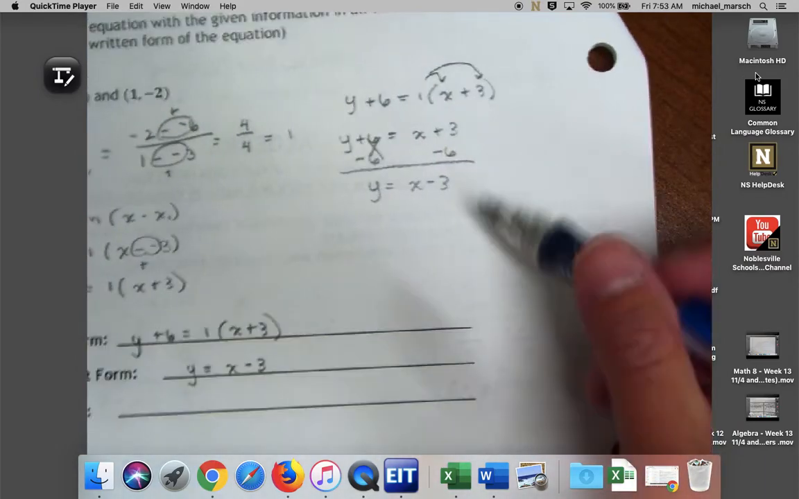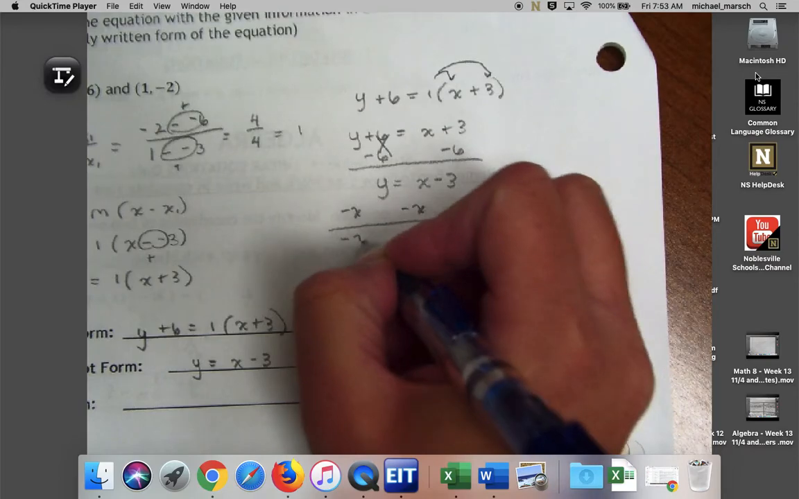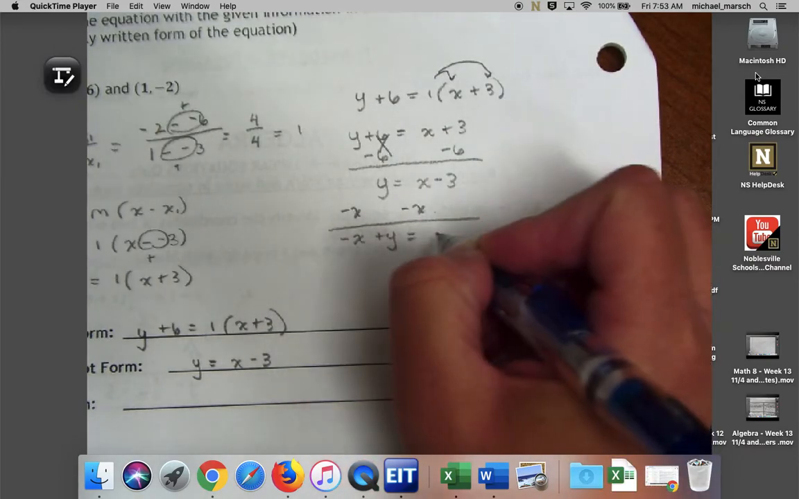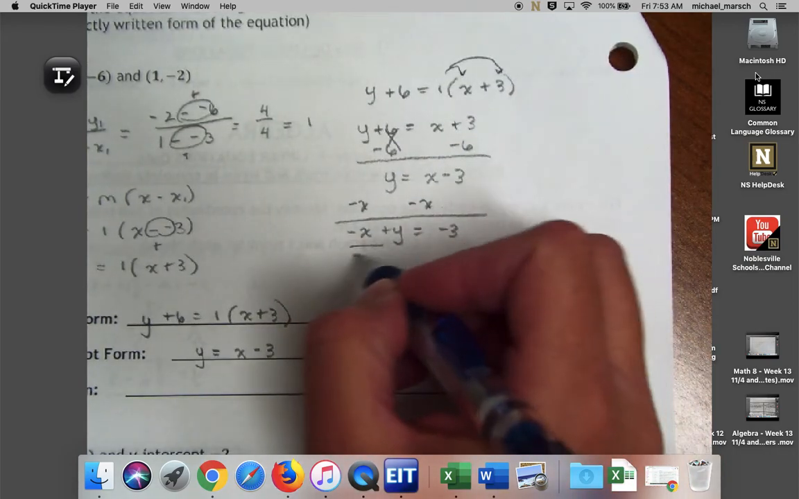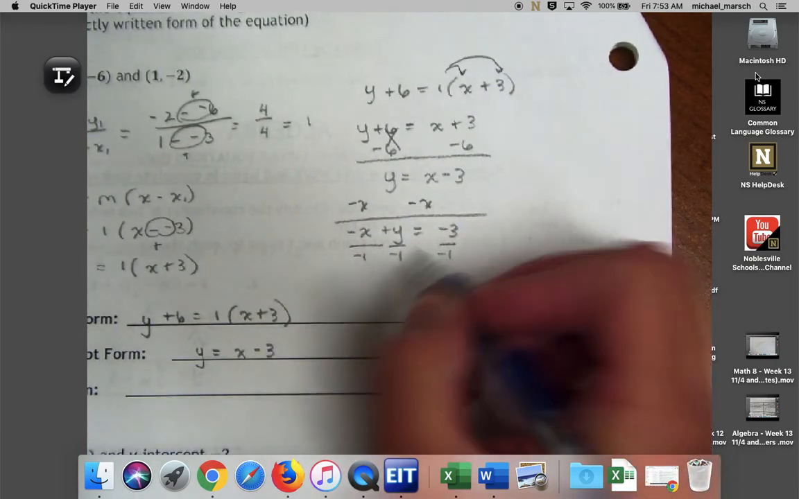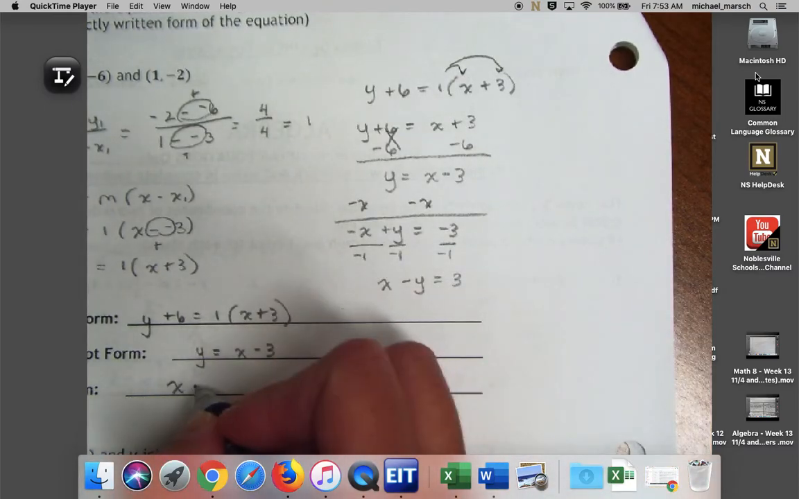All right, so for standard form, I'm just going to subtract x from both sides. So I have negative x plus y equals negative 3. I can't have this negative x, so I have to divide everything by negative 1. So now I have x minus y equals 3, and that's going to be my standard form.